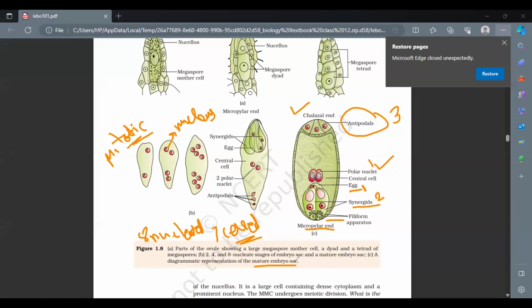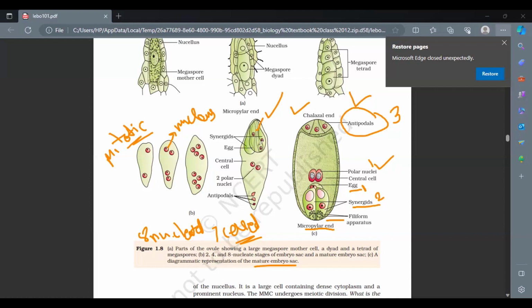One more thing I want to bring to your notice. Look at this diagram, the one I'm putting up right now. This is also a diagram of an embryo sac. Both of the last two diagrams are of the embryo sac only. The only difference between the two is that in the second-last diagram, they have not shown all the cells being made. There are some nuclei and few cells there, right?